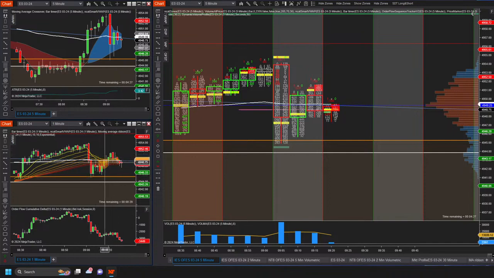Got some divergence here between price and delta so far. Delta's flat, declining as price was going up. So you got a false move up here and a rotation down. Sellers coming in on top. This VWAP here, let's watch this and see if we can get a seller up at the top of this one.